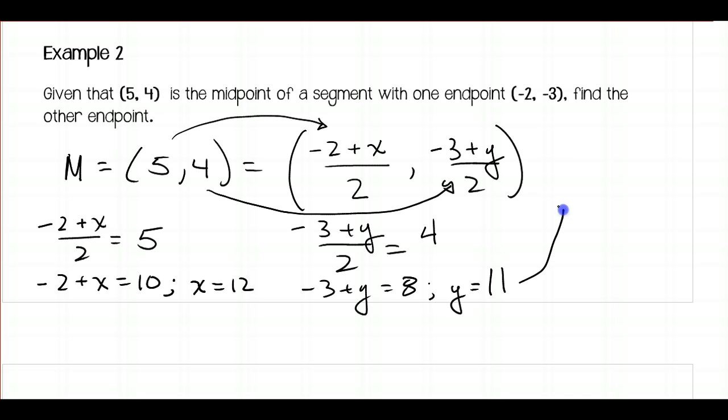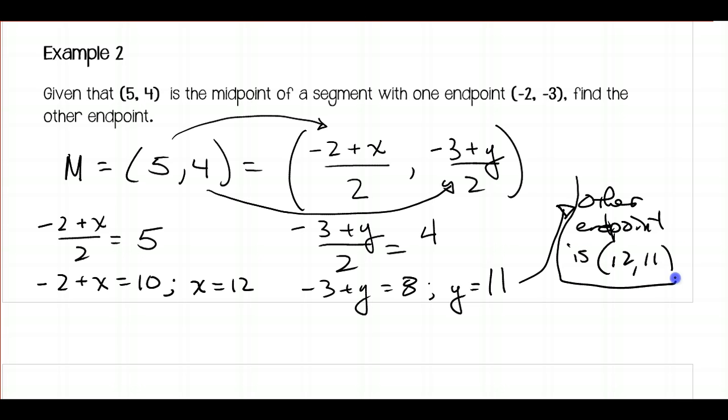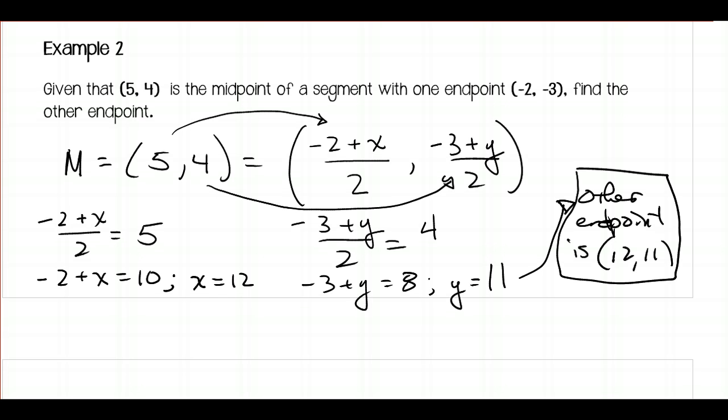So the other endpoint is 12, 11. So that's two fairly basic examples of midpoints.